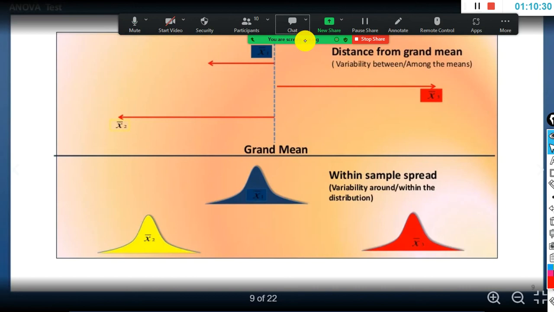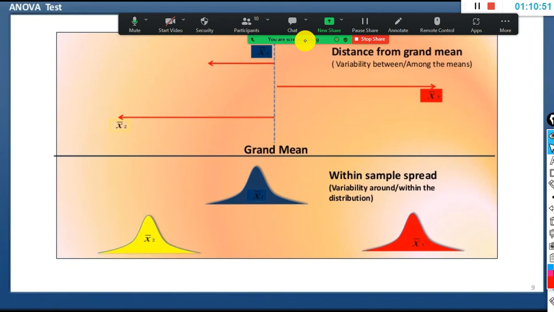Okay, here in simple terms: the distance from the grand mean, how far each group's mean is away. That's the numerator, see how the F statistic needs to be computed. The formula for this is a very simple one. How far each group mean is away from the grand mean, and the within-sample spread. Let's say this is the mean for this group, and for this group the mean is here, in the middle, in the case of a normal distribution.